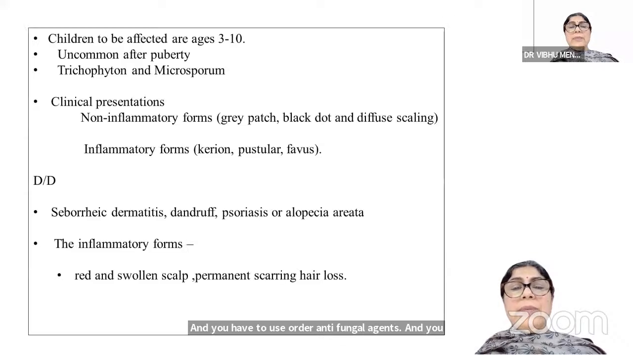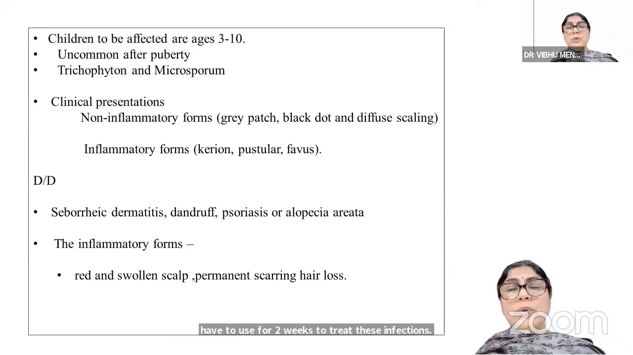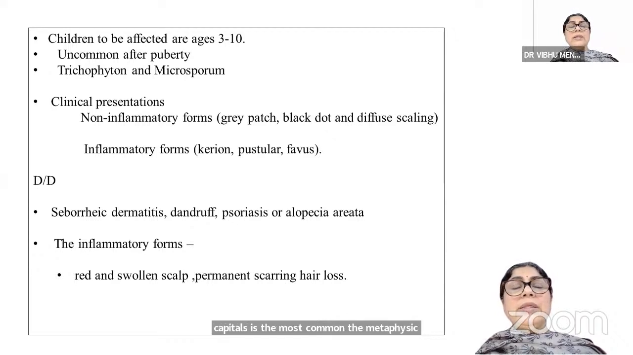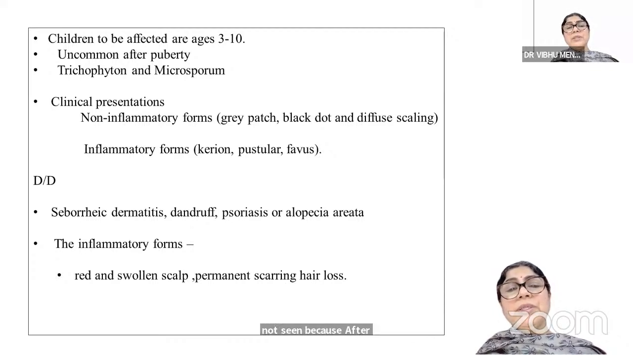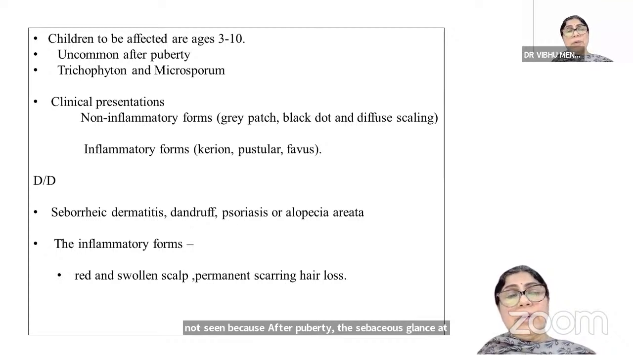Then coming to tinea capitis. Tinea capitis is the most common dermatophytic infection in the pediatric age group. It generally involves children between 3 to 10 years of age. And mind you, remember that after puberty, it is not seen, because after puberty, the sebaceous gland secretion has antifungal properties. However, we do see it in immunocompromised children.